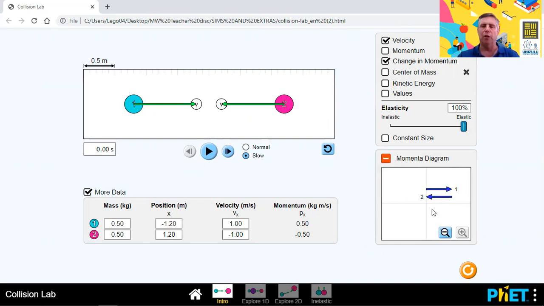Now, you might be wondering what happened to the black arrow for total momentum. But of course, total momentum is now 0 because the momentum of 1 and 2 are equal and opposite. They have the same masses and equal and opposite velocities.